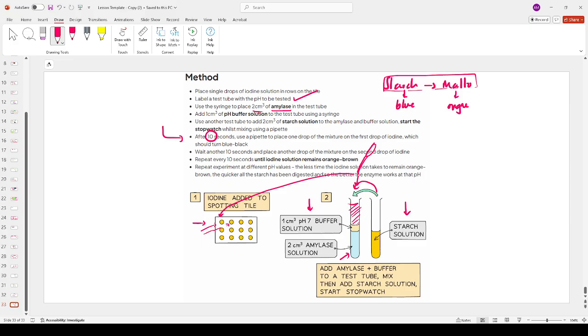This is a two-man experiment, by the way. One guy's on the stopwatch, one guy's on pipette duty. So this is every 10 seconds: 10 seconds, 20 seconds, 30 seconds, 40 seconds. You repeat it until the iodine solution turns orange. Repeat the experiment at different pHs, the less time the iodine takes.